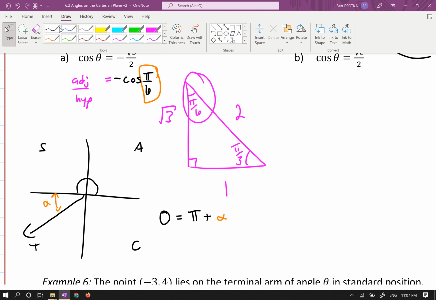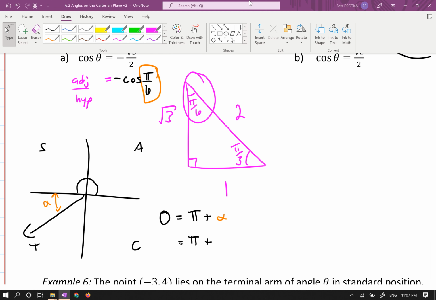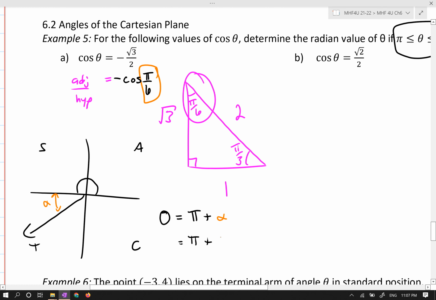All right, now I know the value of my related acute angle. That is pi plus pi over 6. All right, since I know that value, pi plus pi over 6, I'm working with 7 pi over 6. That's my value for theta. That is my final answer.